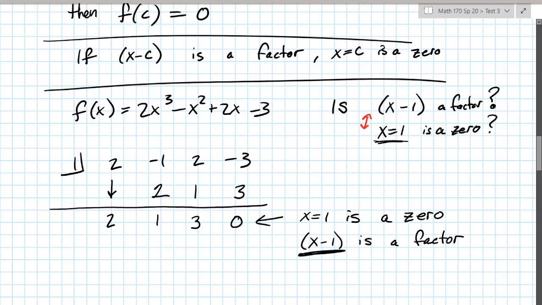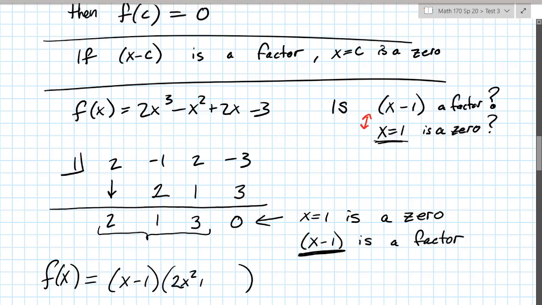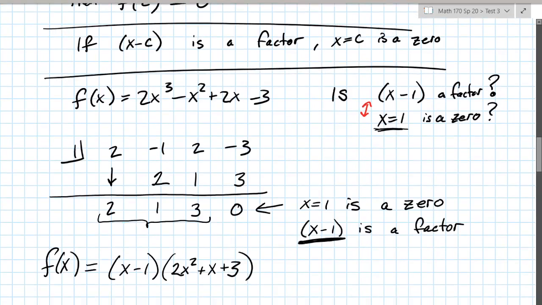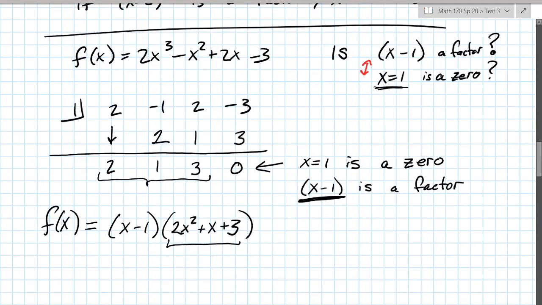What's the other factor? The other factor is what's left here. So I can write f of x as x minus 1 times that stuff that's left over, which is 2x squared plus x plus 3. If we wanted, we could try to continue factoring this second part, or we could try to find additional zeros of this function using the quadratic formula. But for now, that is where our problem stops.